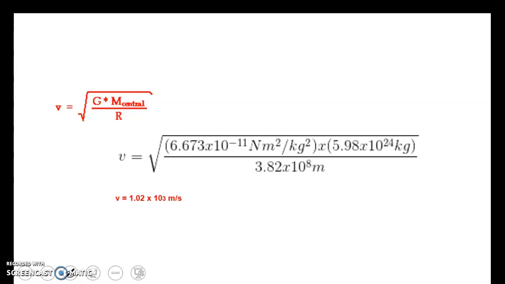If we want to find that velocity, remember, square root of universal gravitational constant times the mass of the central body, which is in this case the Earth, divided by the radius, which is what we just solved for previously. And we find the orbital velocity of the moon to be 1.02 times 10 to the 3rd meters per second.